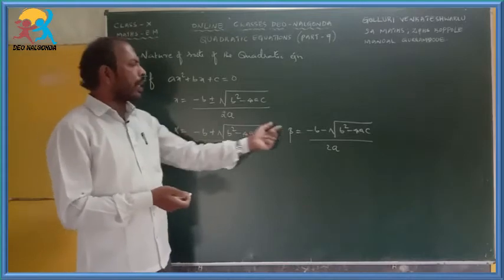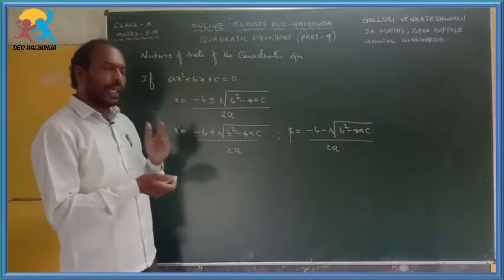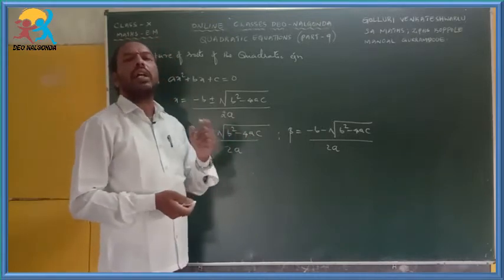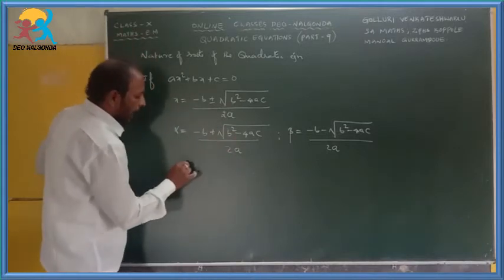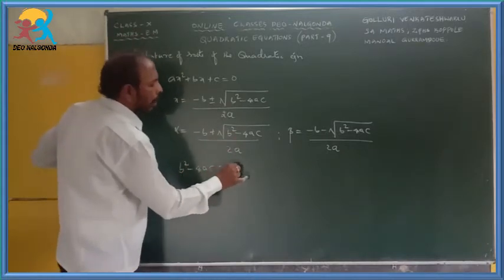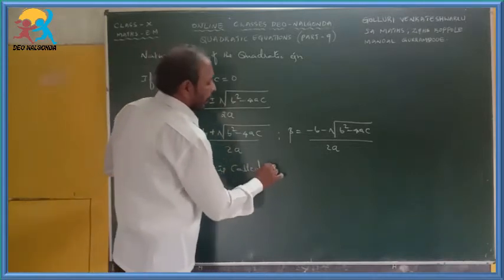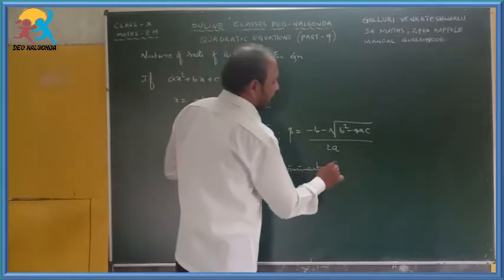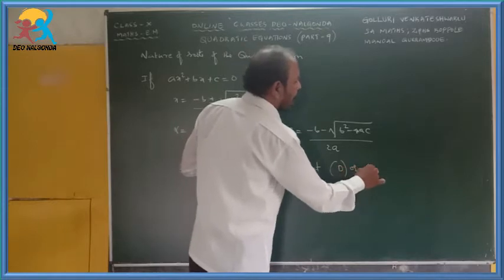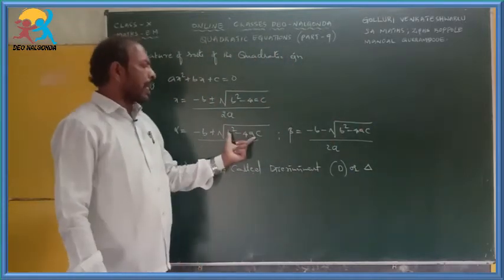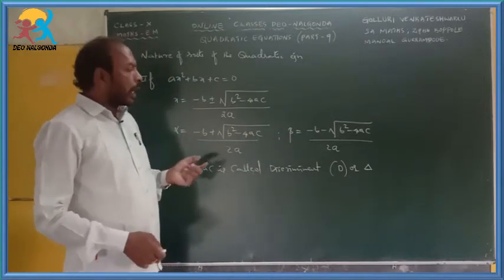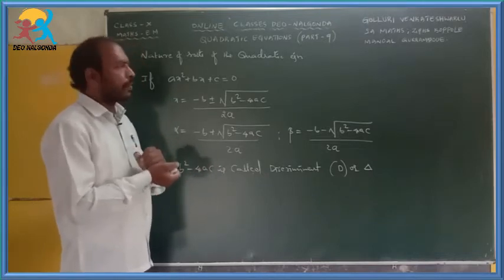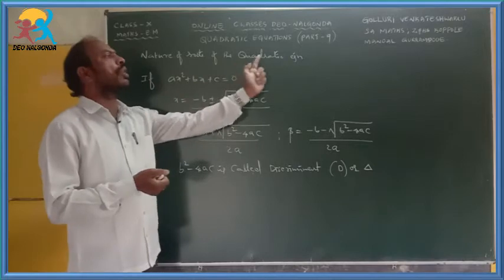Whereas alpha and beta are the two roots of the given equation, in this equation b square minus 4ac is called the discriminant. This discriminant value is denoted by capital D or delta. Depending on the values of the discriminant, we need to state the nature of the roots of the equation.